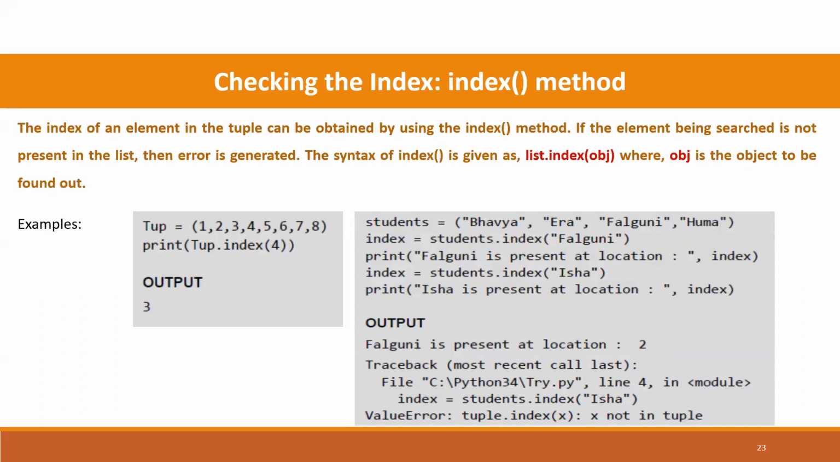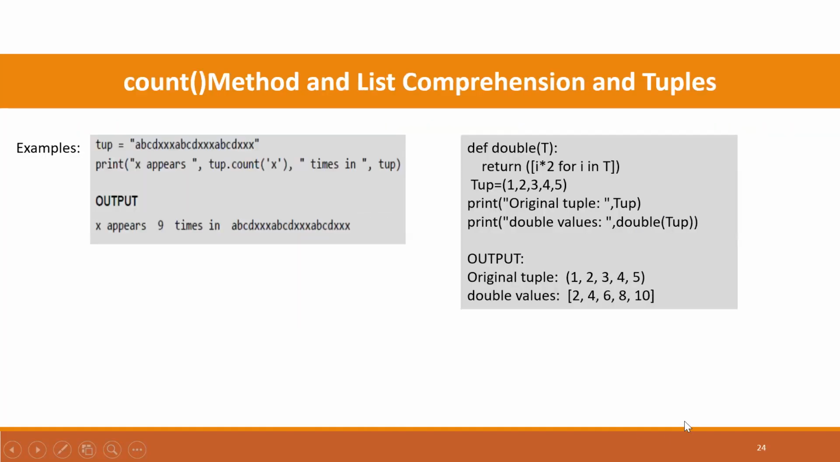Index: what does the index method return? It returns the index of the element. If the element being searched is not present in that tuple, it will give an error. If the element is present, it returns the index of that element. So 1, 2, 3, 4, 5, 6, 7, 8, tuple.index(4) means it will return 3. In the right-hand side example, look: Vavia, Ira, Falguni, Huma. Index of Falguni is giving the correct result, 2, as 0, 1, 2. Isha is not present in the tuple, so when I use the index function on the students tuple, it gives an error, telling that x is not in the tuple.